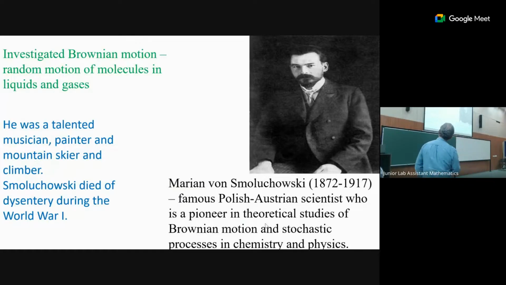Anyway, the second person was also very interesting. Marian von Smoluchowski, from a very rich Polish-Austrian family. He's a Polish-Austrian scientist. People ask me about Brownian motion. He is the one who did the papers on Brownian motion along with Einstein. He investigated the random motion of molecules in liquids and gases. He was a very talented musician, painter, mountain skier, mountain climber. Unfortunately, he died of dysentery. So wash your hands before and after you eat, okay?